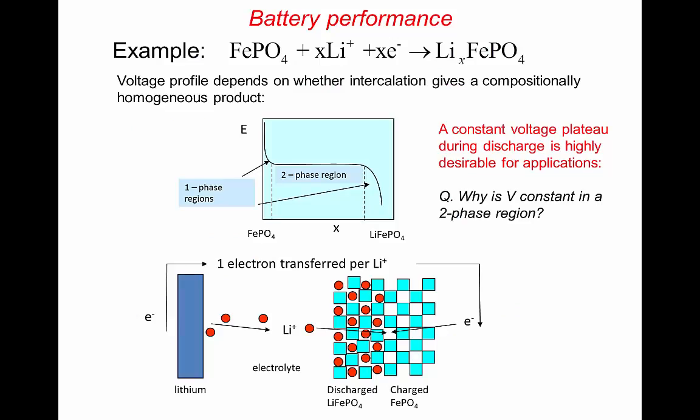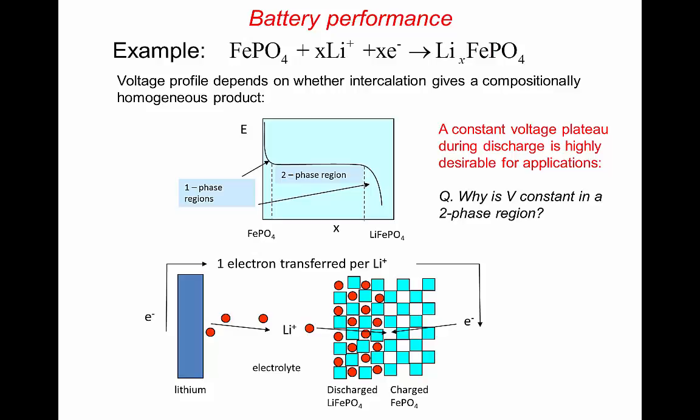The next slide is looking at battery performance. One of the big questions in operation of a battery, especially when it's used to power your mobile phones and laptops and so on, is that you want a constant voltage output. You don't want it to vary during discharge. And so we have a schematic example here of using lithium iron phosphate as our cathode. It is just an example. It's not particularly important, but it is used commercially, lithium iron phosphate as a cathode.